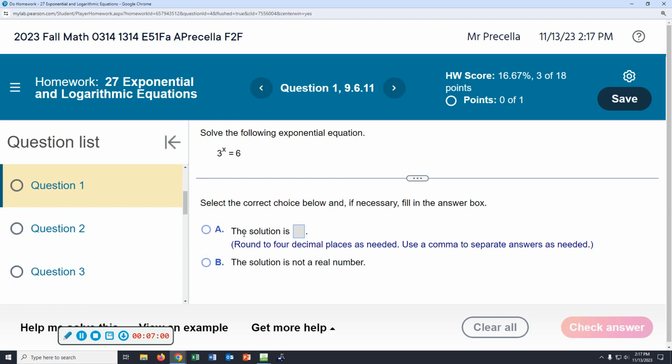Notice it tells you, okay, this is one of those rare times we're going to round our answers using decimals. And there's a possibility for the solution not being a real number. Well, we're going to wind up punching in stuff with logarithms.